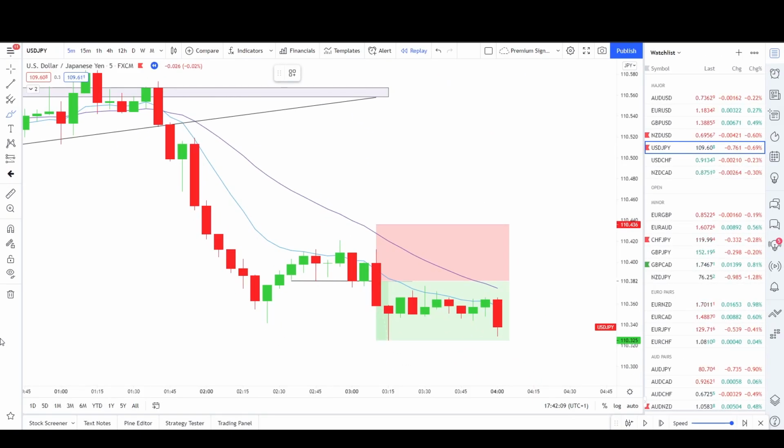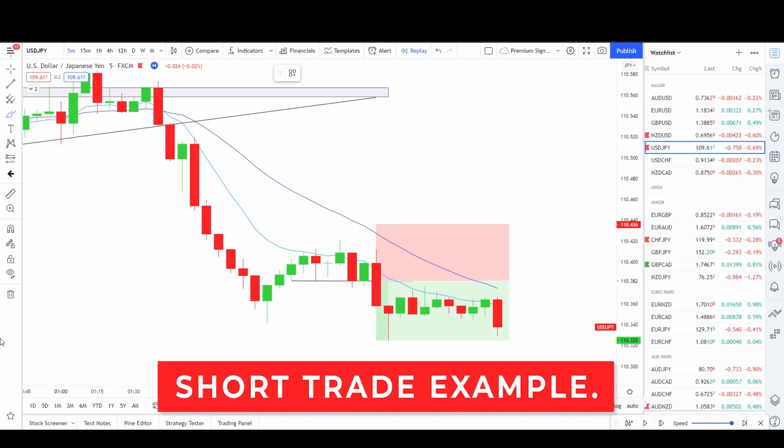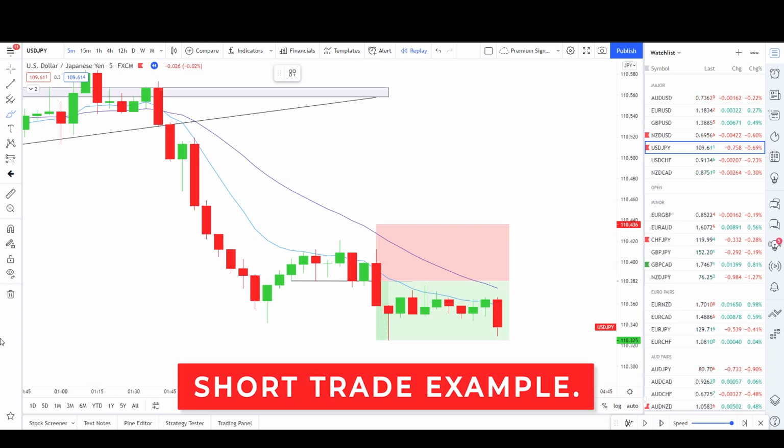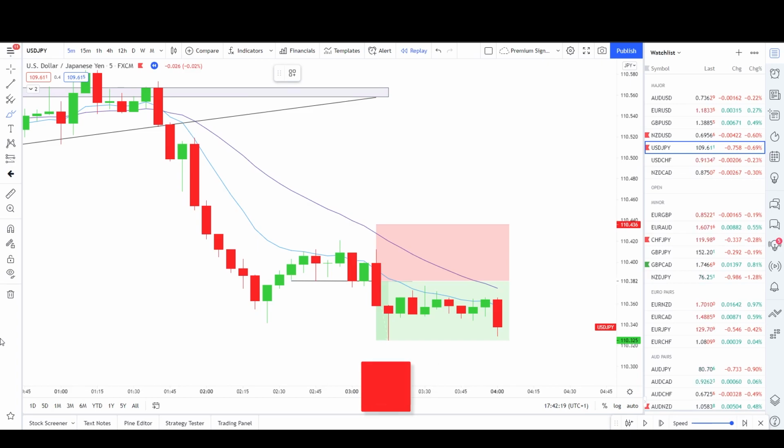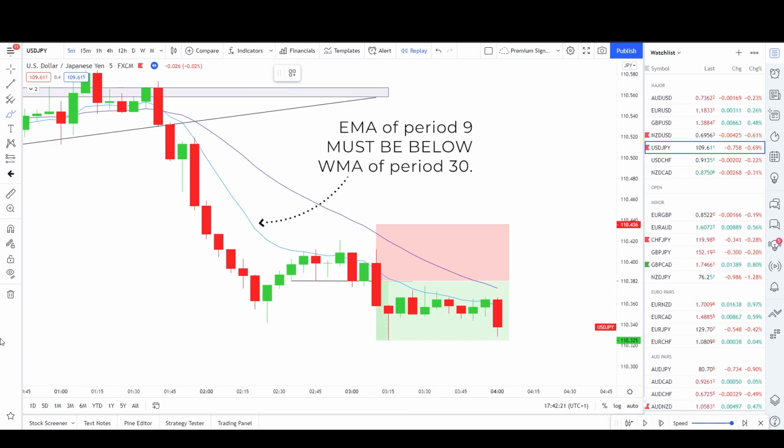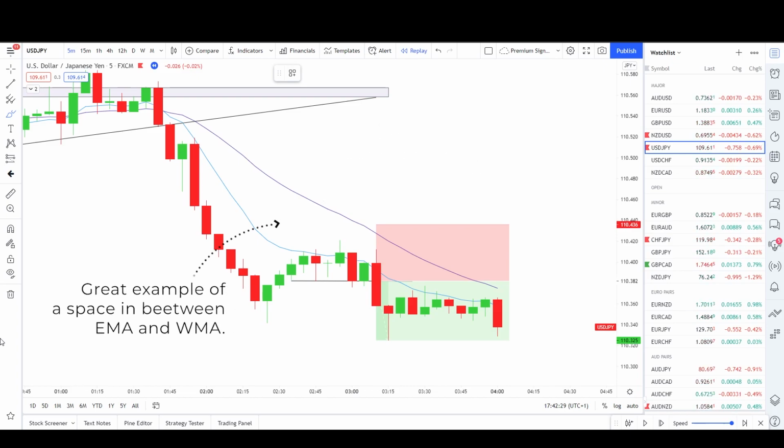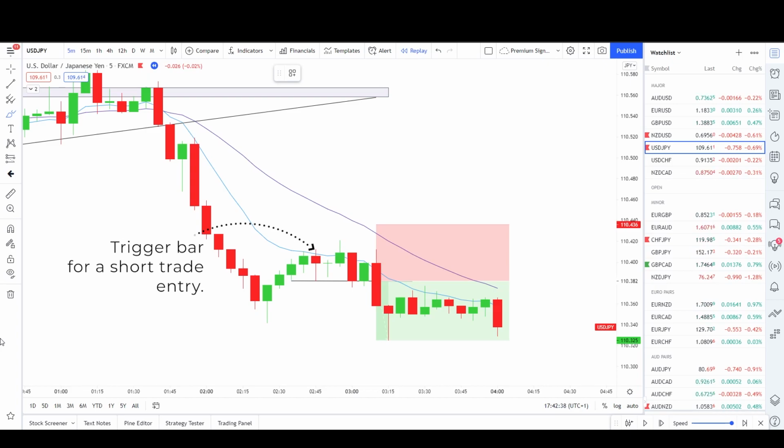So now let's say the current market situation and the whole condition is telling us that the trades are good to go for a short. Here are the rules for it as well. The exponential moving average line of period 9 must be below the 30 period weighted moving average, and these two moving averages need to be apart as well, like a blank space. And as with a buy, the first bar that closes above the 9 EMA will be used as a trigger to enter, and after that you enter below the low of that trigger bar.